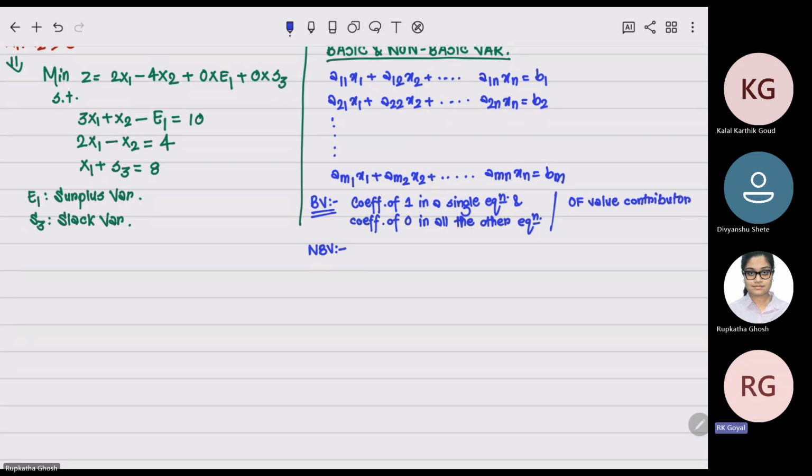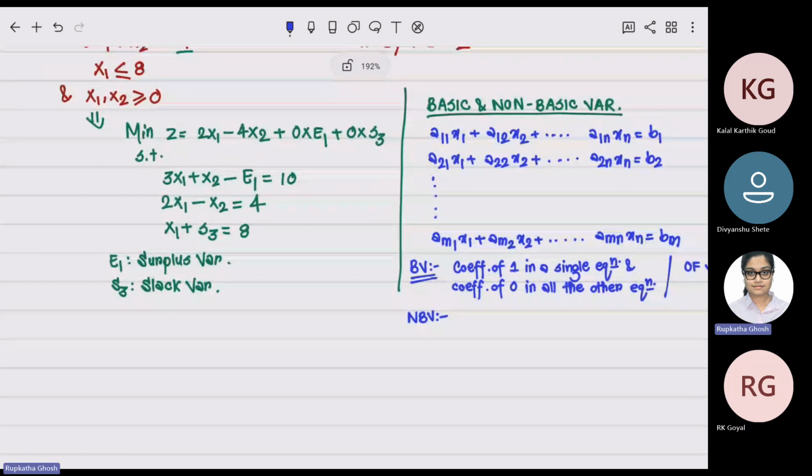So what does this coefficient of 1 in a single equation mean? For example, let's take S3. S3 has a coefficient of 1 in only a single equation, but it doesn't appear in any other equations. So you can say I can consider S3 as a basic variable. Like x1 here has the coefficient 1, but x1 is appearing in the other equations as well. So it is not a basic variable, as of now.